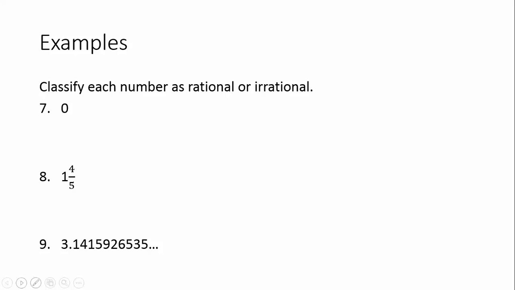So now let's classify the numbers as rational or irrational. So we have 0, and students sometimes get confused with 0, but I could write 0 over 1, and that would be a fraction, so 0 is rational. Again, we've talked about mixed numbers several times. I could write that as 9 over 5, so that makes it rational.